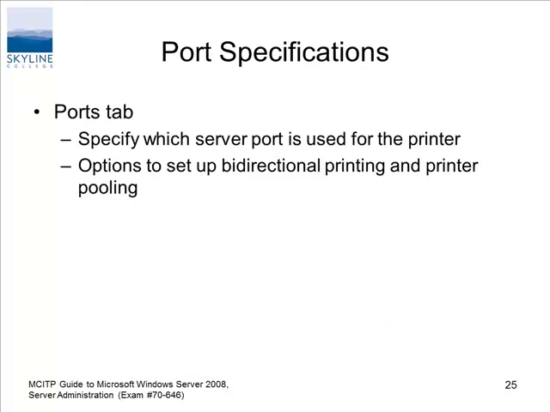Port specification, the ports tab, which server port is used for the printer. Options to set up bidirectional printing and printer pooling. Bidirectional printing is when the print device, the printer, the thing with the paper in it, can send you a message back, paper jam, out of paper, whatever else. A lot of them have management interfaces, web interfaces that you can check those things out too, but that's what the bidirectional does. Printer pooling, we talked about printer pooling, is one of the things that I want to demonstrate.